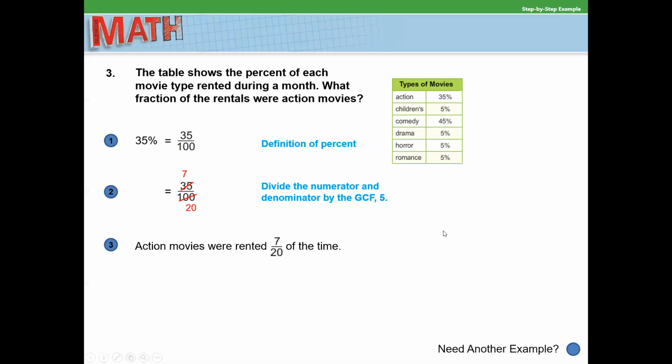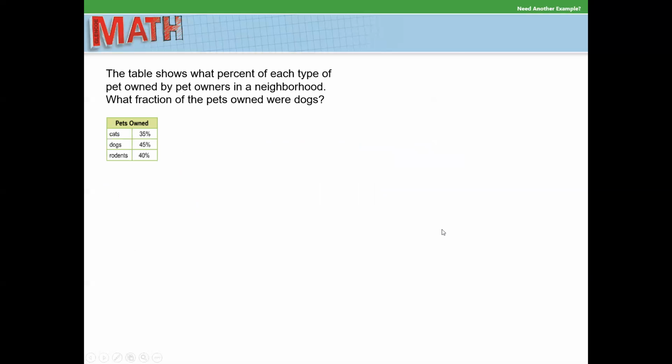Need another example? The table shows what percent of each type of pet owned by pet owners in a neighborhood. What fraction of the pets owned were dogs? Cats, dogs, 45%. So we know that 45% of the owners were dog owners. And how do we write that as a fraction? Press pause, show all of your work in your math notebook, press play when you're ready to go on.